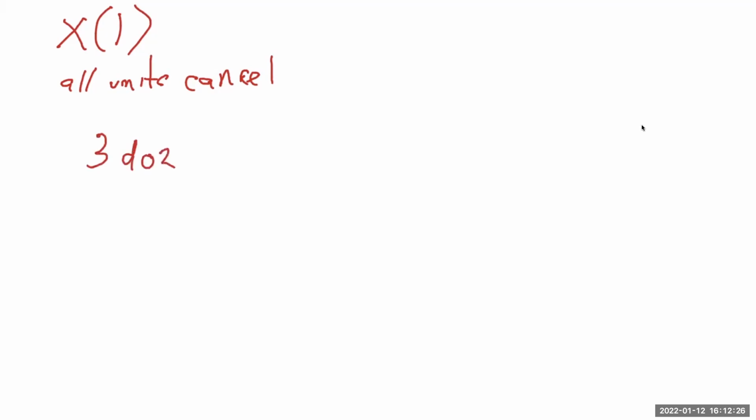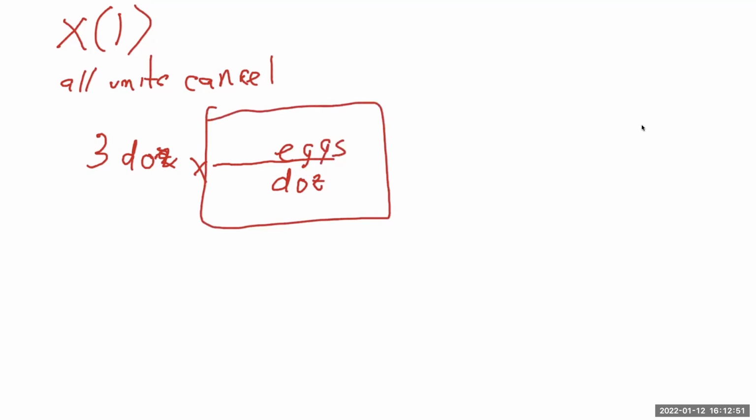3 dozen eggs, and we're going to multiply it. That's how you start every problem. You write down what you're starting with, and then you put your next conversion. Now, dozen is on the top, so dozen has to go on the bottom. And we want to convert that to number of eggs. So to make this unit 1, we have 1 dozen. How many eggs in a dozen? 12. That's 36 eggs.